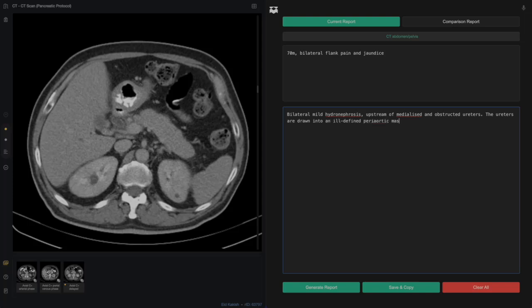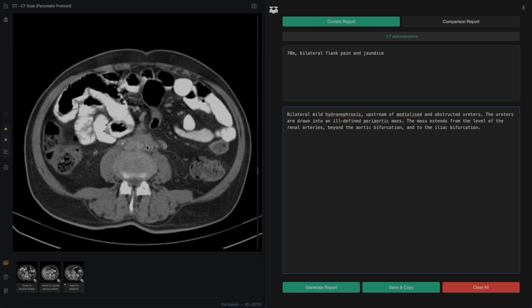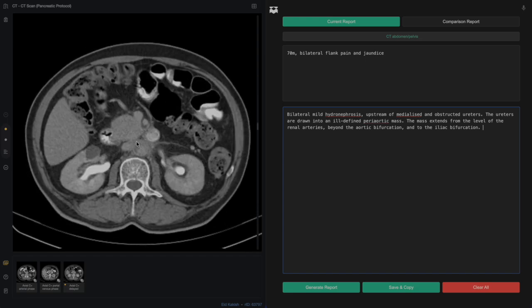Ill-defined periaortic mass. The mass extends from beyond the aortic bifurcation to the iliac bifurcation. What else could we say? So that describes the mass a little bit, and I think the mass looks mildly enhancing. You have to trust me, if we compare this to non-enhanced images, we'd see a little bit of enhancement on these delayed phase images. So mild enhancement on the delayed phase images.